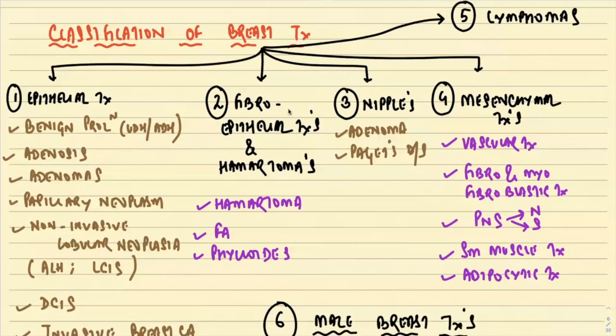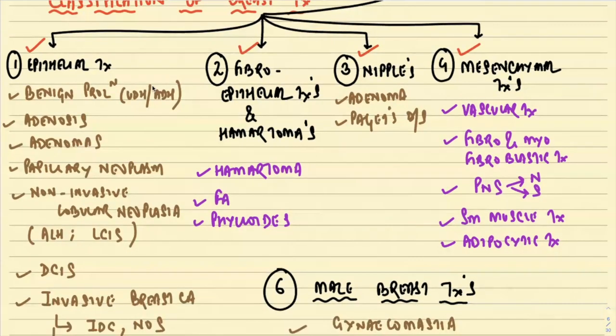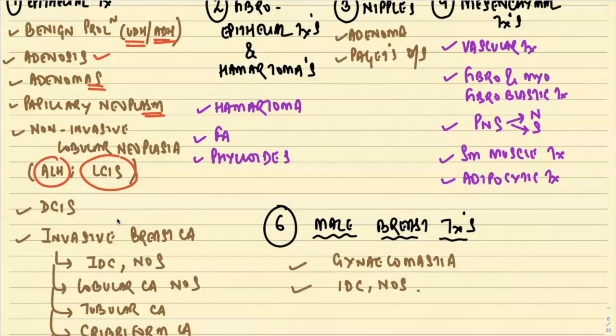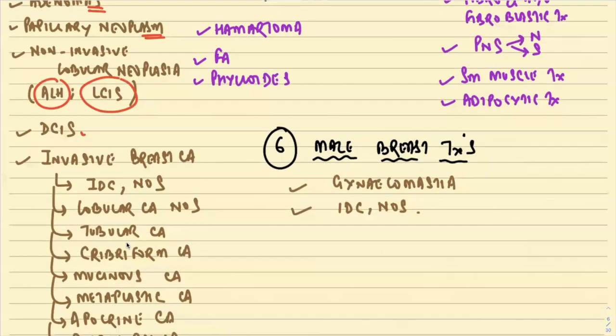Breast tumors can be classified into six main types: epithelial breast tumors, fibroepithelial tumors and hamartomas, tumors involving the nipple, mesenchymal breast tumors, and lymphomas of the breast. The most important among these is the epithelial tumor. Under this, we have benign proliferation, that is UDH and ADH, which we have already discussed in the benign breast tumors. Then we have sclerosing adenosis, adenomas, papillary neoplasms, and non-invasive lobular neoplasia, which contains ALH, atypical lobular hyperplasia, along with lobular carcinoma in situ. Then we have ductal carcinoma in situ, and then invasive breast carcinoma.